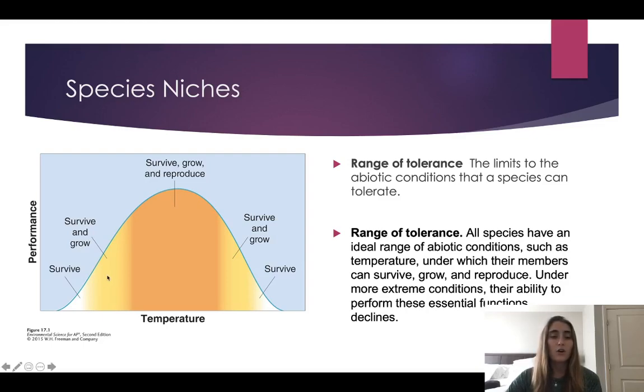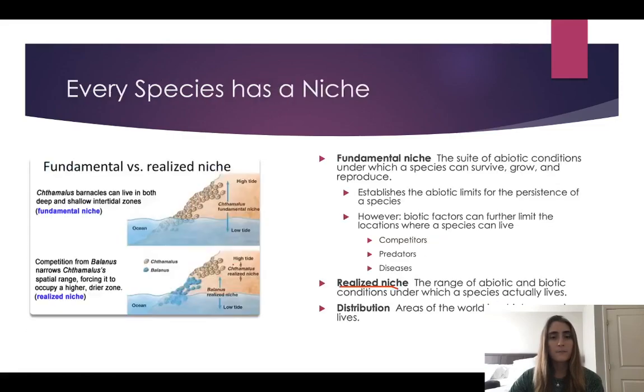And a range of tolerance is only going to look at abiotic conditions. So things like the temperature outside, the amount of water something needs, the types of soil it may grow in, pH of water or soil. Those are the kind of abiotic conditions that will contribute to a range of tolerance.